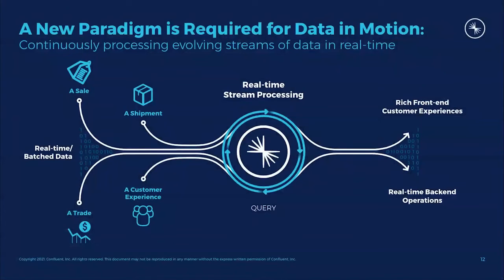The way the paradigm is shifting is that we could have several microservices. That could be a sales microservice, shipment, trading, customer experience. So this data is trickling into Confluent, and data could be coming in real time or in batch mode. Data is persisted into Confluent into different topics, and this can be processed in real time via the Kafka Streams API.